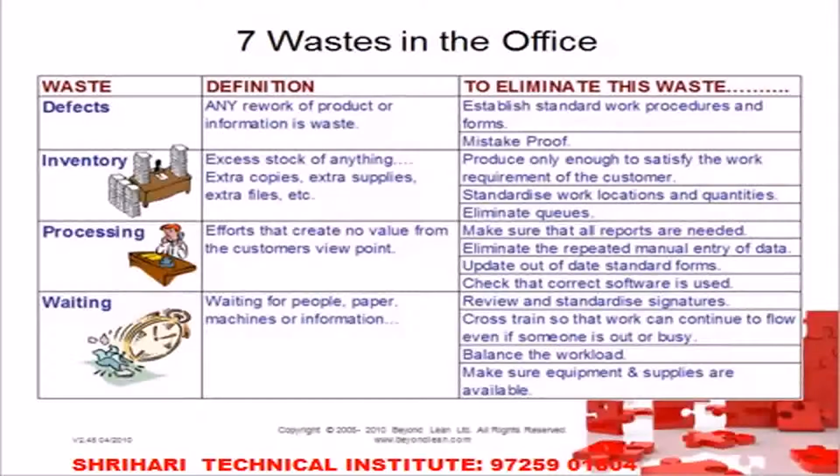So over-processing. These are efforts that create no value from the customer's viewpoint. So make sure all the reports that are needed. Eliminate the repeated manual entry of data, update out-of-date standard forms, check that the correct software is being used. As for waiting, again, this is waiting for people, paper, machines, information. To get around this, review and standardise signatures, cross-train so that work can continue to flow even if someone is out or busy. Balance the workload, make sure the equipment and supplies are always available.